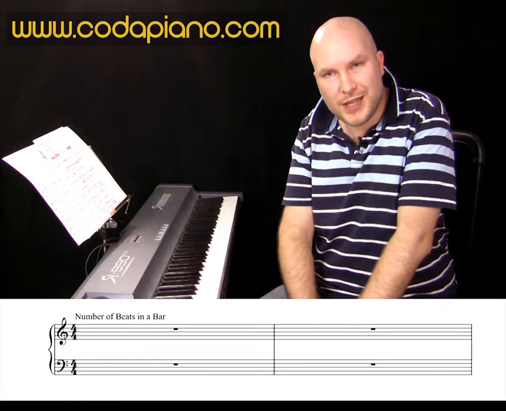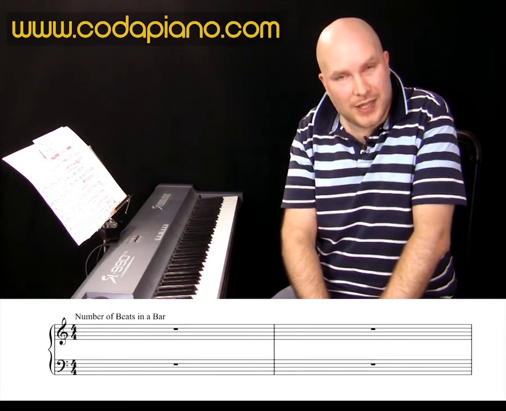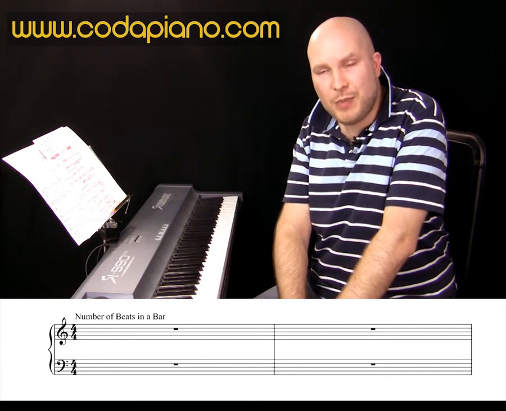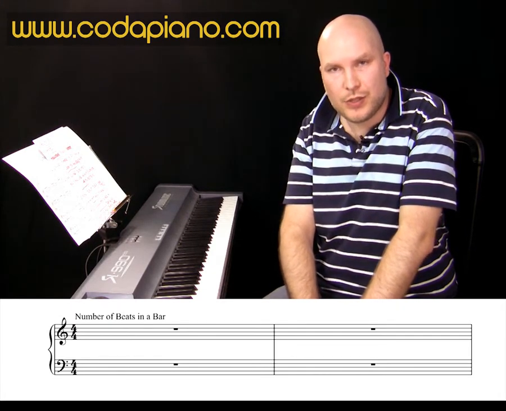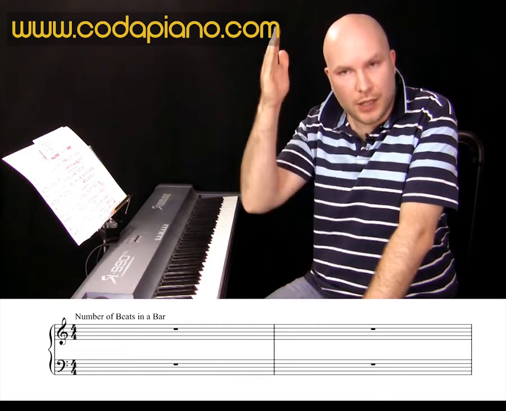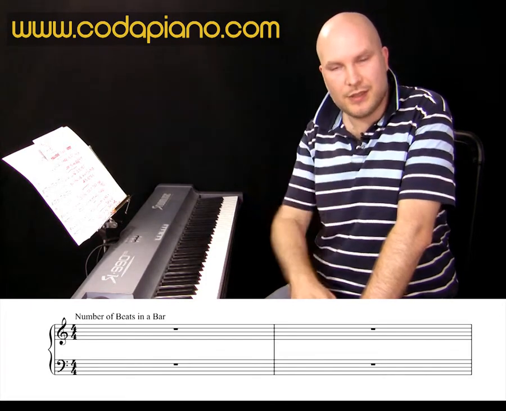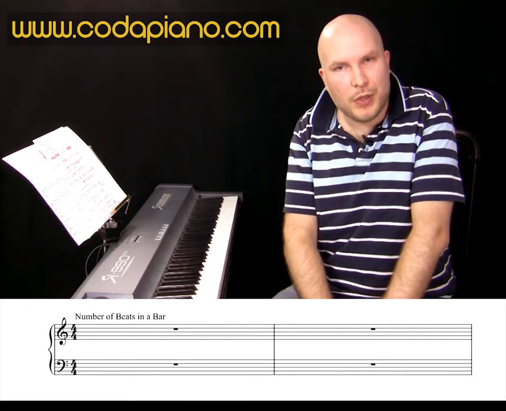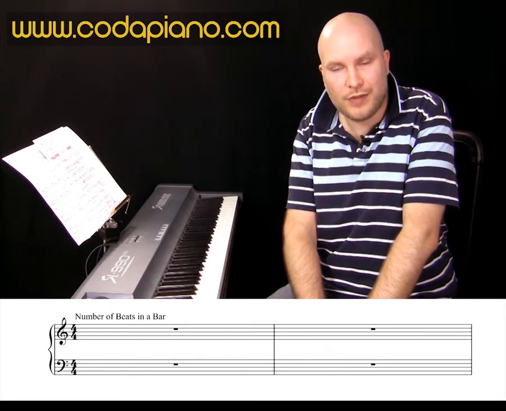The top number in the time signature is by far the most easy one to understand. What that tells us is how many beats every bar in this piece of music has. So you'll notice that music is divided into what we call bars, and you'll see the little bar lines that divide the music into little sections at regular intervals. Well, the way we know how many beats are in each bar before we start is by looking at the top number of the time signature.